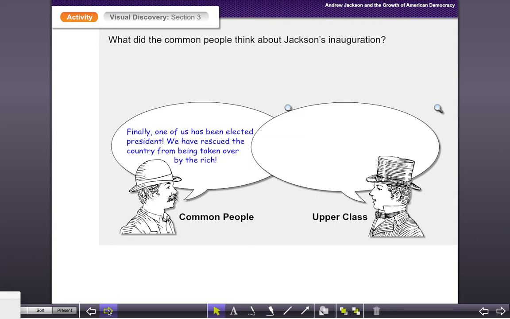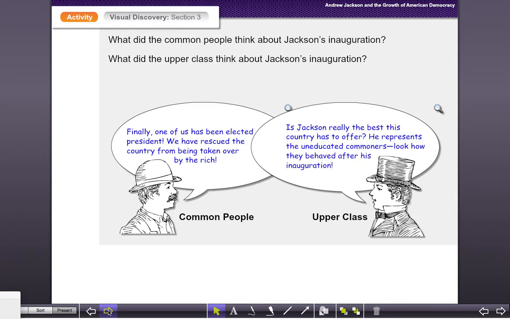Now we've got the upper class who might see it a little differently. So what did they think about Jackson's inauguration? Well, possibly they would have said things like, is Jackson really the best this country has to offer? He represents the uneducated commoners. Look how they behaved after his inauguration. So they have very little faith in Andrew Jackson and his ability to lead the country, coming from this kind of humble background and having the common people be his supporters. They were a little skeptical of his lack of education, and they thought, is this the right guy for the job?